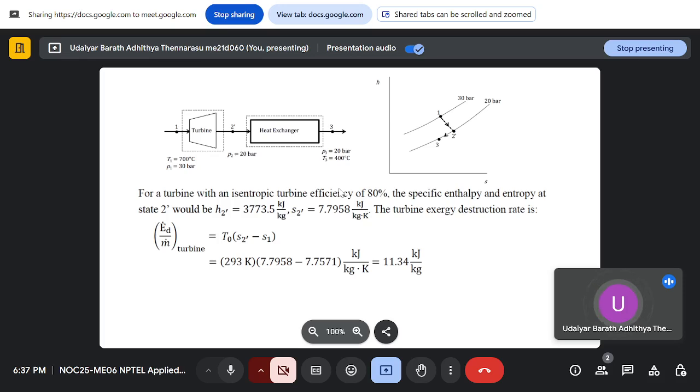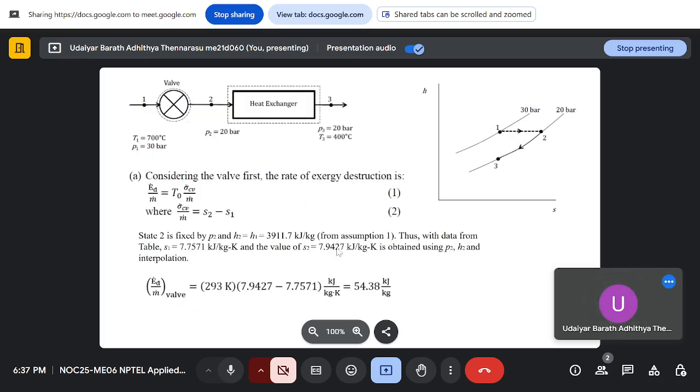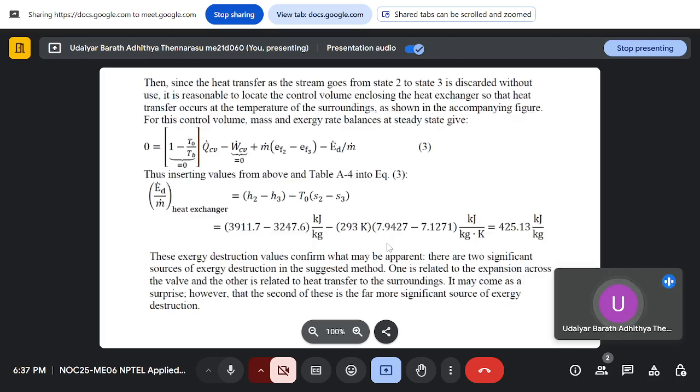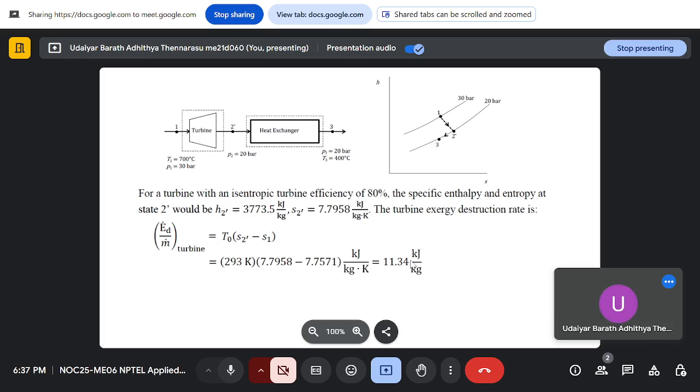So the exergy destruction in the turbine is now T0 times (S2 dash minus S1). So I get 293 into 7.7958 minus 7.7571. So that will come out to be 11.34 kilojoule per kg. So if you see now, the exergy destruction, replacing the valve with a turbine, has come down from 54.38 to 11.34 kilojoule per kg. So there is a significant drop by changing the valve to a turbine, but this comes at a cost. So we will see later.